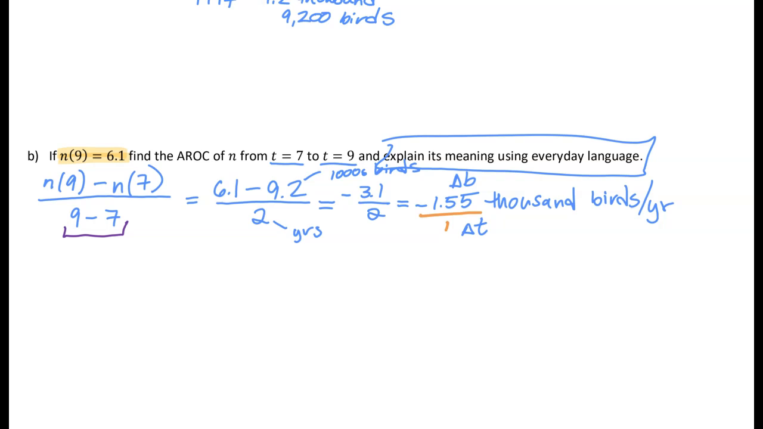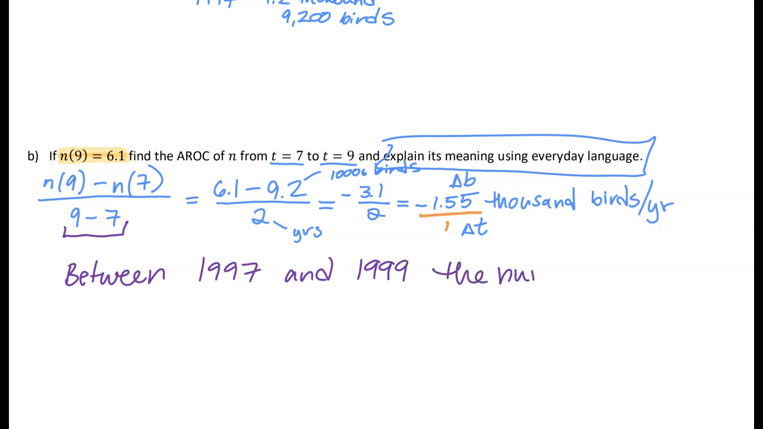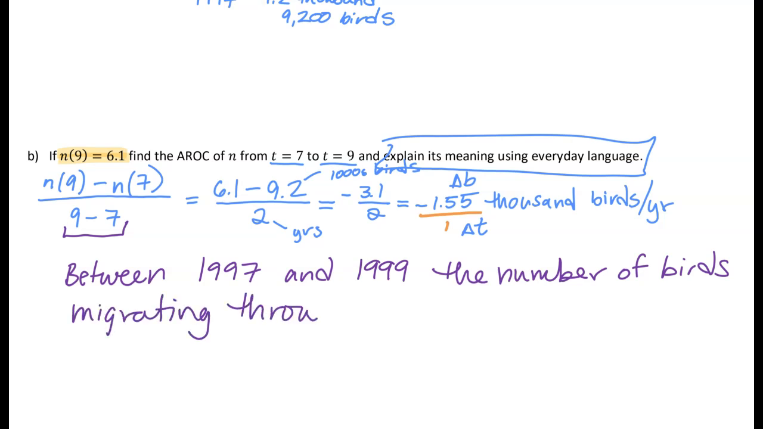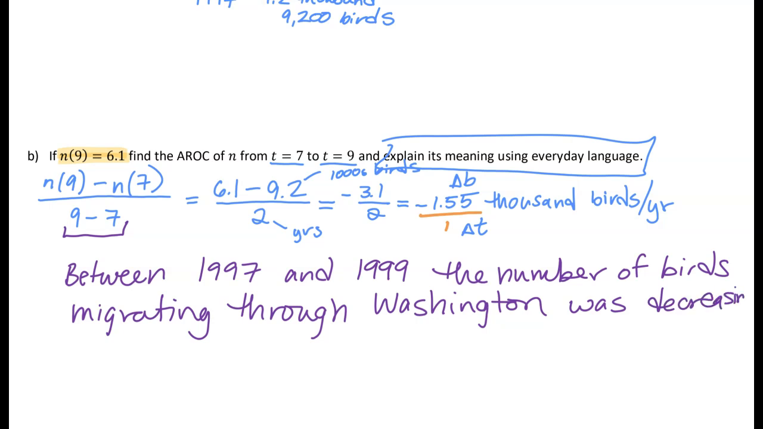So I'm going to actually write this one out. Between 1997 and 1999, the number of birds migrating through Washington was decreasing by 1,550 birds per year. And I'm even going to throw in one last little phrase for this one.